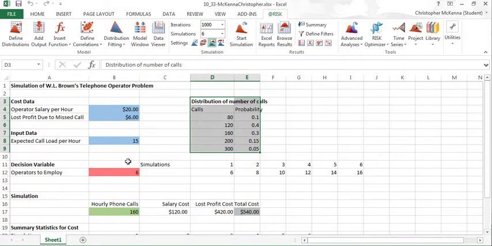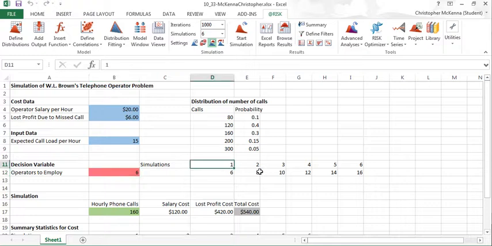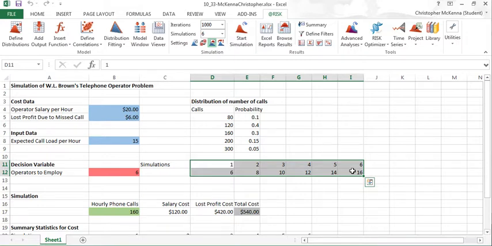So as part of our simulation, our decision variable here is the operators that we need to employ in order to minimize the cost. Since we want to look at several different values, we are going to do a RiskSimTable. We're going to do 6 simulations with values ranging from 6 to 16 in order to determine where the lowest cost will fall.